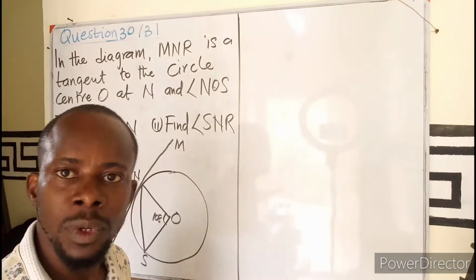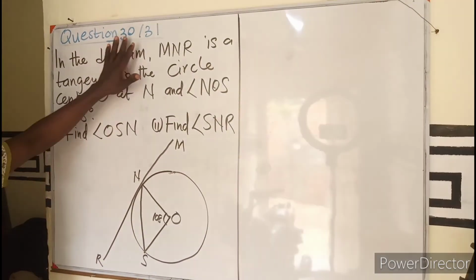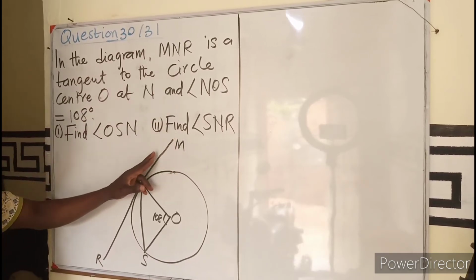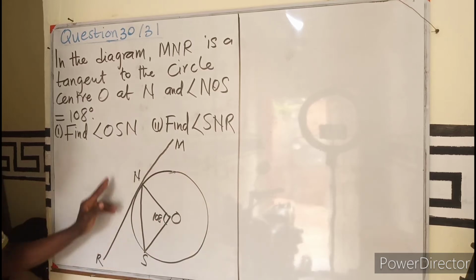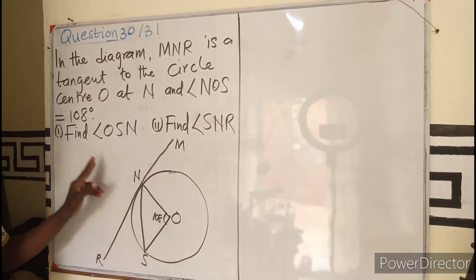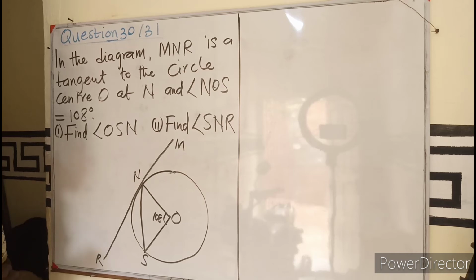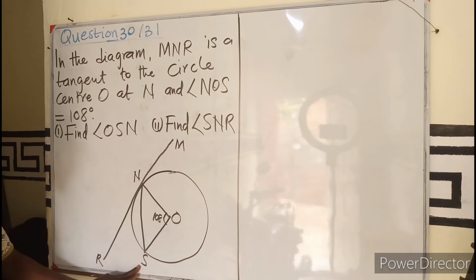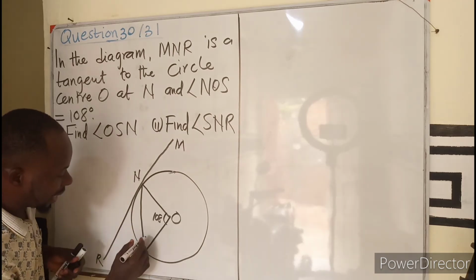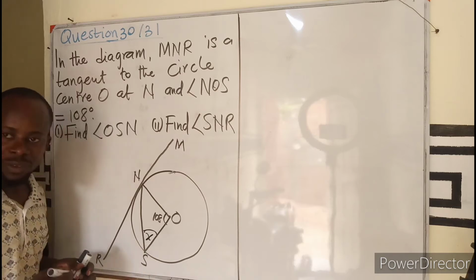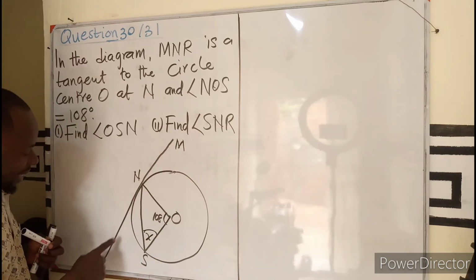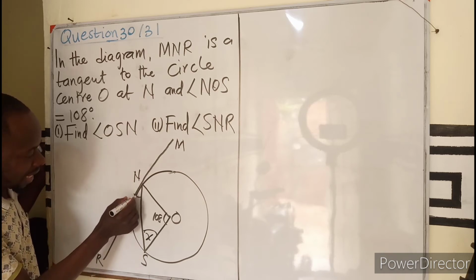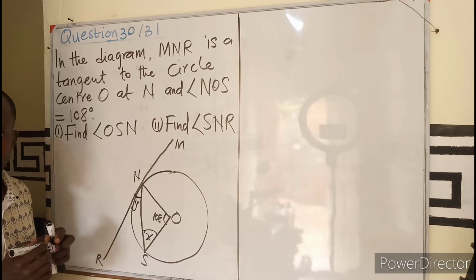Alright, so in 30 and 31, we have the diagram, in which this is our tangent to the circle at the center O. If the angle at the center is given to us as 108, we have to find, in 30, the angle OSN. If I represent this with X, that is what we are asked to find. The second one is SNR, which will be this angle if I were to use Y.